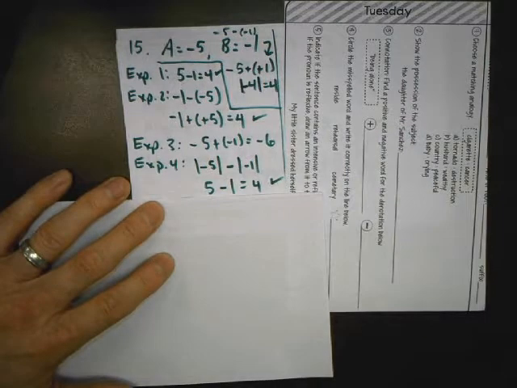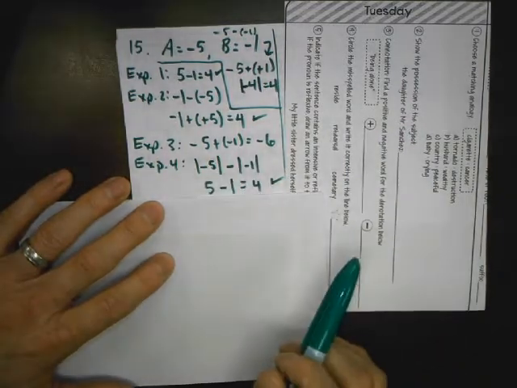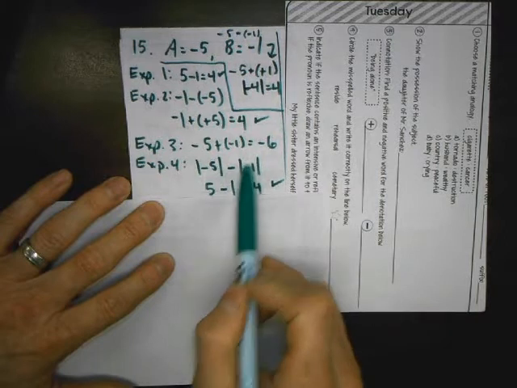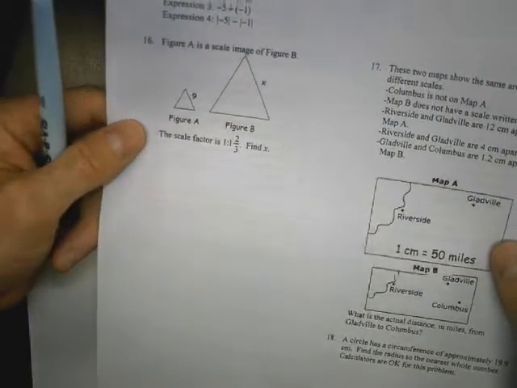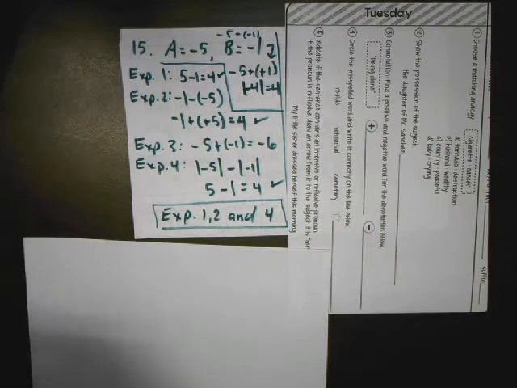And that's why we say G, excuse my dear Aunt Sally, right? Because it's all grouping symbols. It's not just parentheses. So do the work inside first and then subtract, and you'll see expressions 1, 2, and 4 are the same.